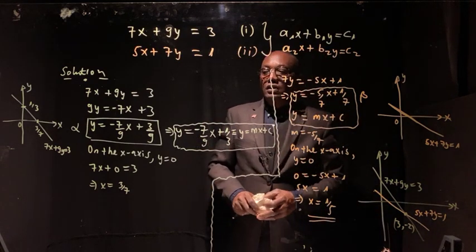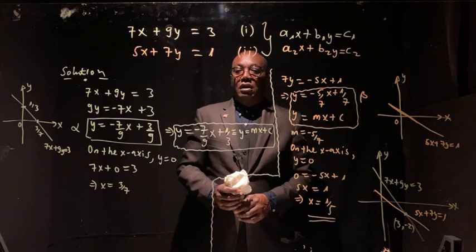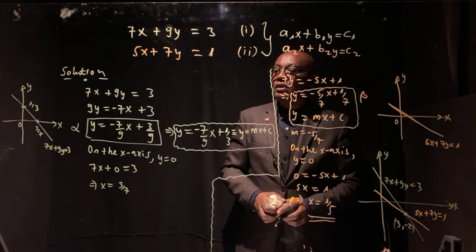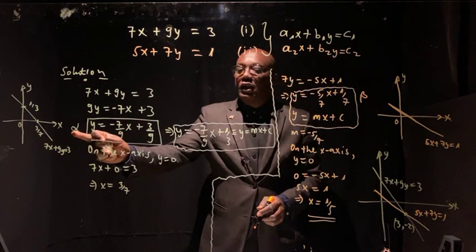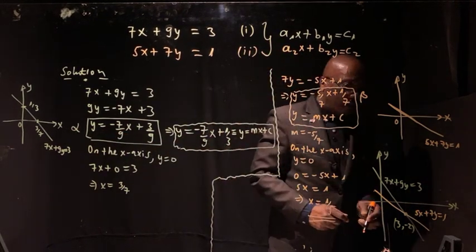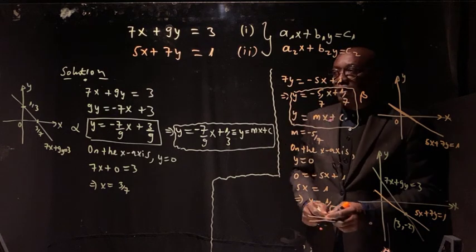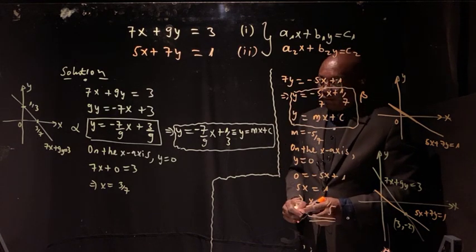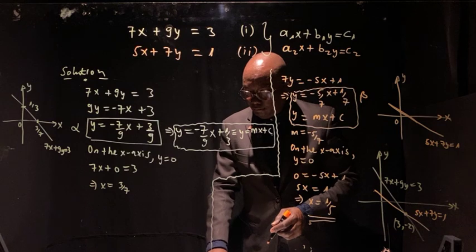In finding the solution of the simultaneous equation, we are going to use alpha and beta. Take your time, copy this one, and then we'll take it from there. Come back.